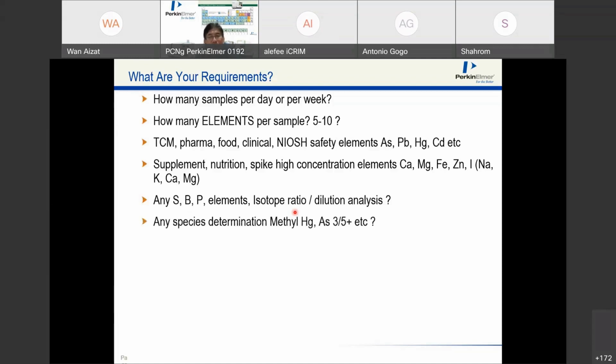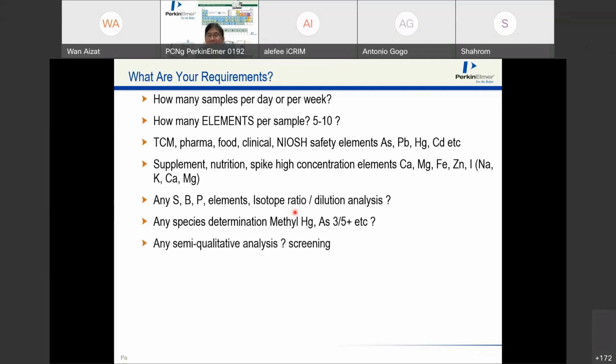Next, are you going to do species determination? Methyl mercury, mercury 2, ethyl mercury, arsenic 3, arsenic 5, organo-arsenic, chromium 3, chromium 6, selenium, and so on. There are many species as well. If you are doing so, it will be HPLC hyphenated with ICP-MS.